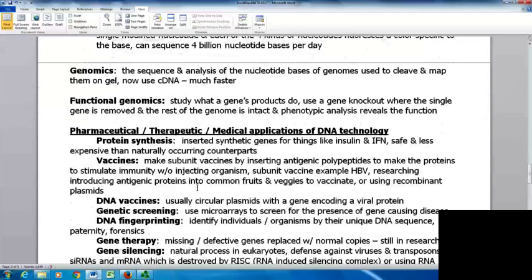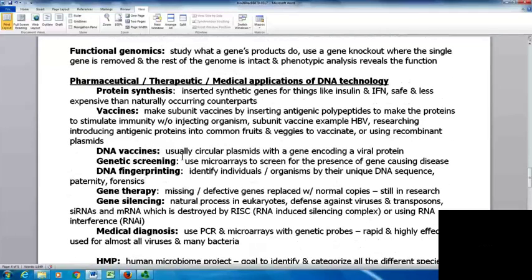So some of the pharmaceutical, therapeutic, and medical applications of DNA technology. One thing is protein synthesis. We can insert synthetic genes for things like insulin and interferon. This is a good way to have bacteria make these substances for us. It's safer because you don't have any fear from getting infection or contamination from the donor. It's also less expensive than the naturally occurring counterparts.